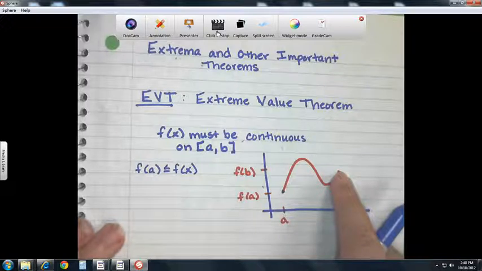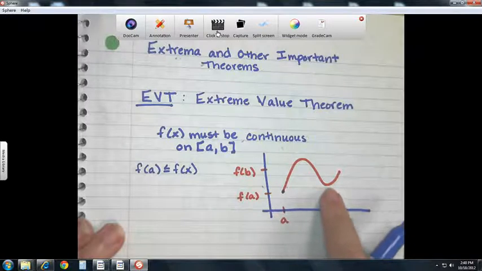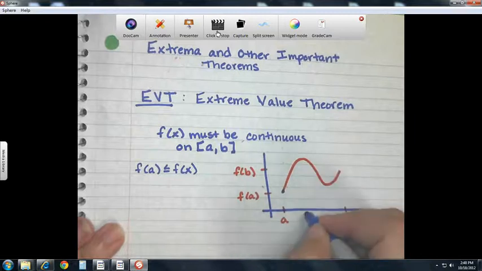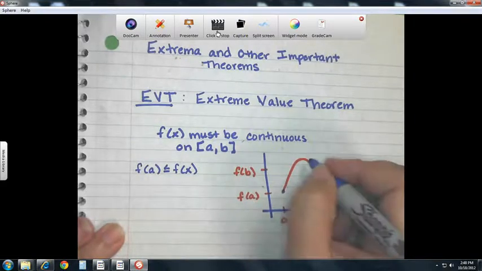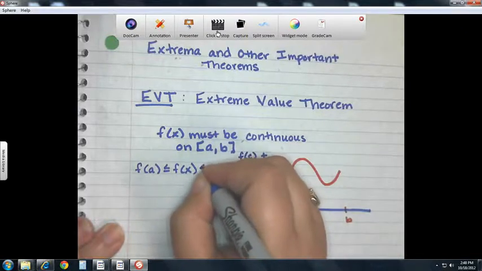Is that the absolute max? No, that's what we call a relative min, okay? Because for that location, it's the lowest point, but it's not the lowest point for the entire function. What about that one? Yes. And we're going to call that C, so that's going to be f of C. So we're going to say less than or equal to f of C.